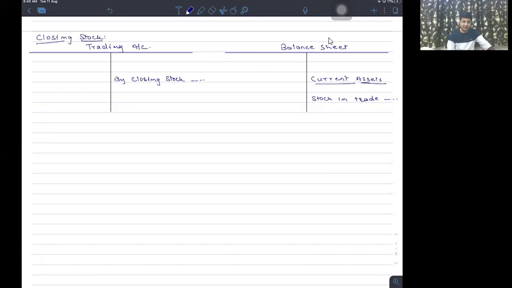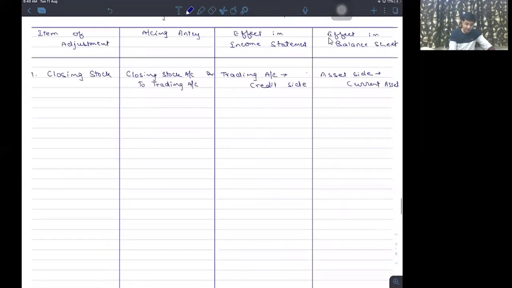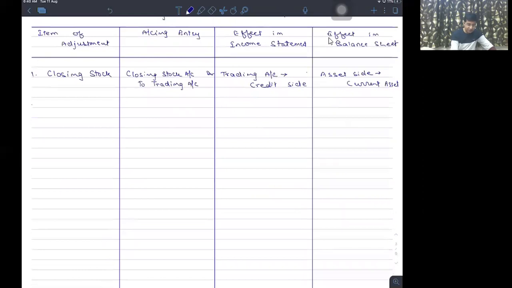I hope you are understanding this presentation also. Another adjustment that we are supposed to do is the adjustment related to outstanding expenses. Now, what do I mean by outstanding expenses? Expenses accrued and due but not paid.